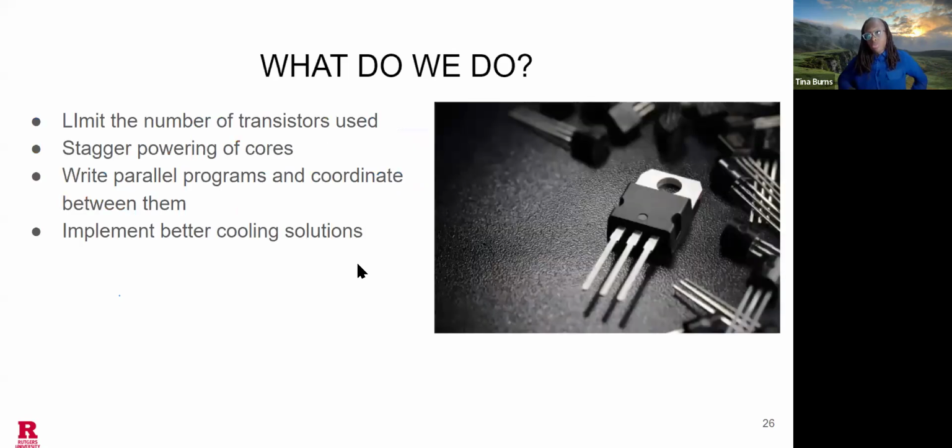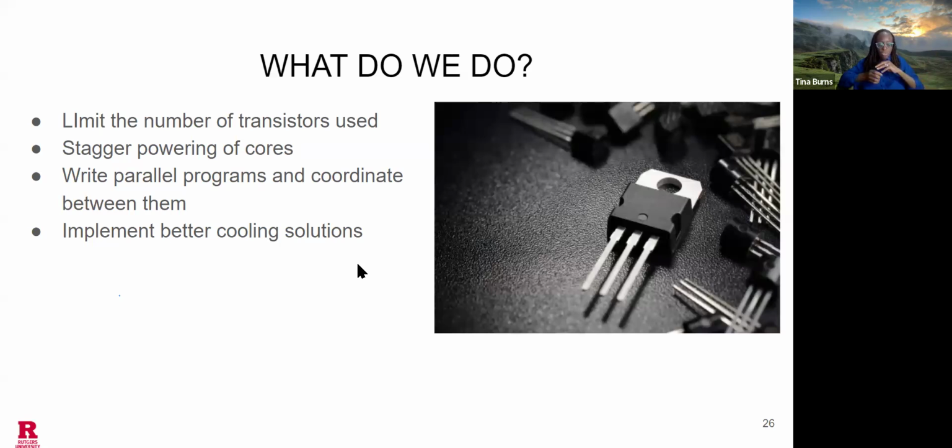So what do we do? Well, one of the ways we can mitigate this is by limiting the number of transistors that are used. If I have 100,000 transistors, I don't need to turn them all on at the same time.